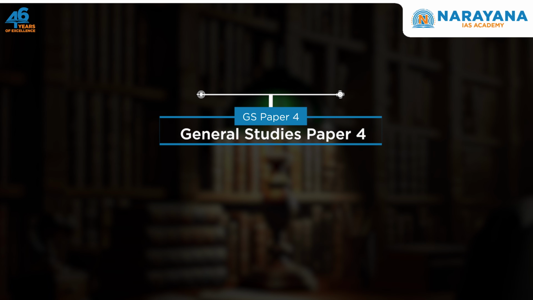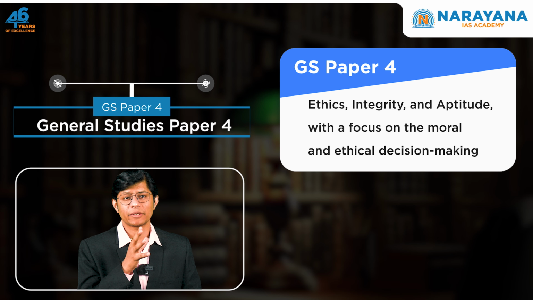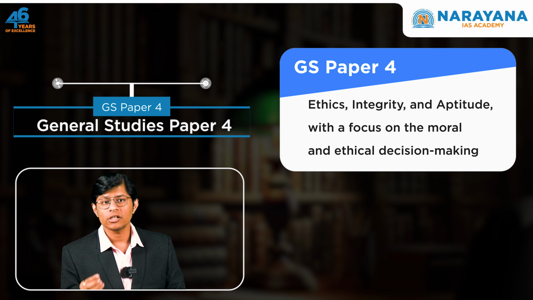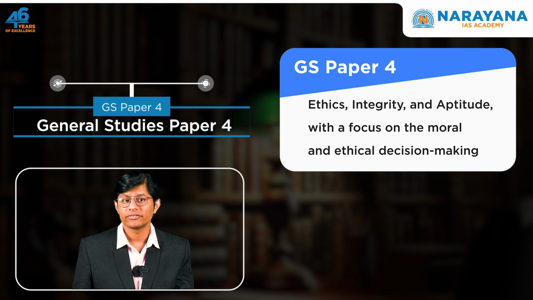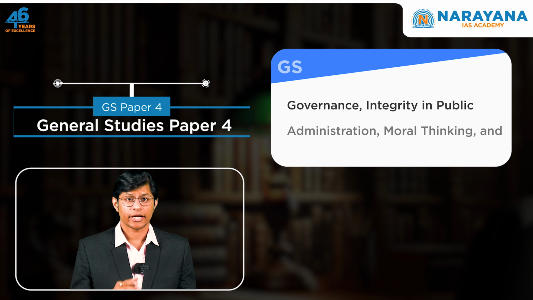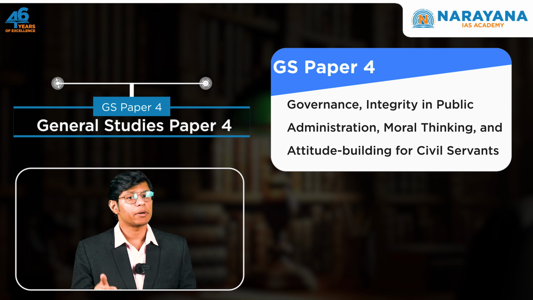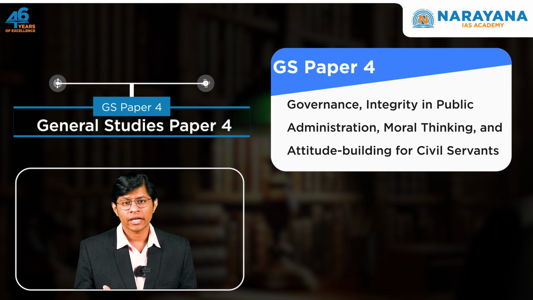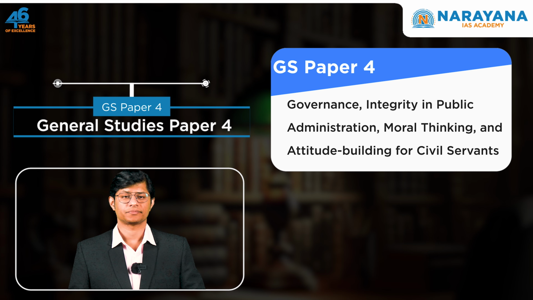The General Studies paper 4 is centered around ethics, integrity and aptitude with a focus on the moral and ethical decision-making process that civil servants must navigate. It includes topics like ethical concerns in governance, integrity in public administration, moral thinking and attitude building for civil servants.